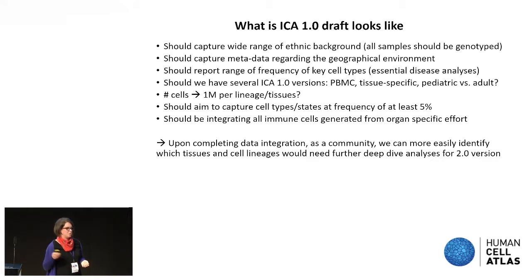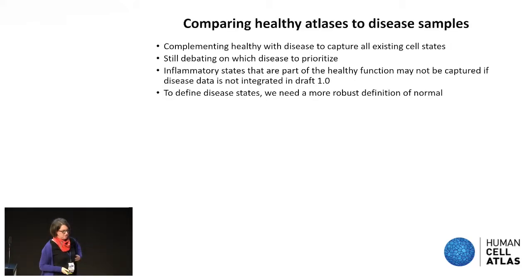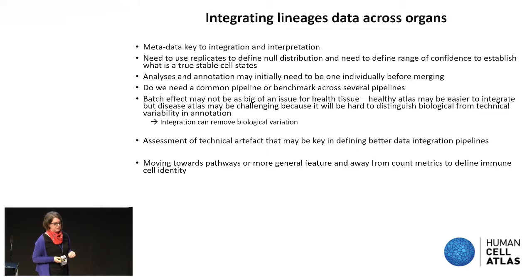And we need to make sure we integrate all the organ-specific efforts, the immune cells in our data sets, and that integration will allow us to define what cell types and states we should be focusing on in the next effort. We debated which disease to prioritize. There's no specific answer, and that goes back to the need to define more normal, healthy states. But inflammatory states should be part of the 1.0 version because they are part of what defines healthy.